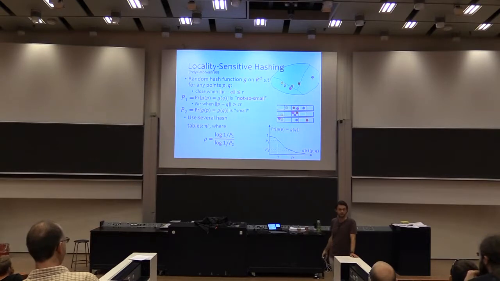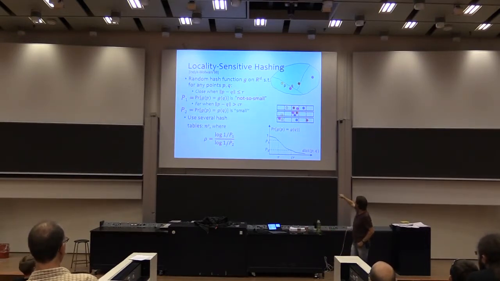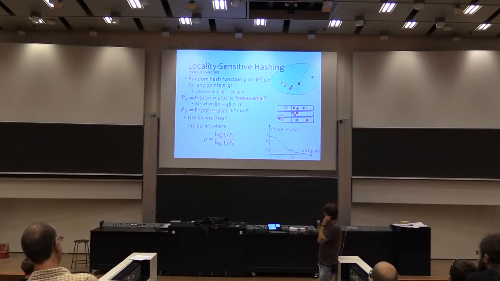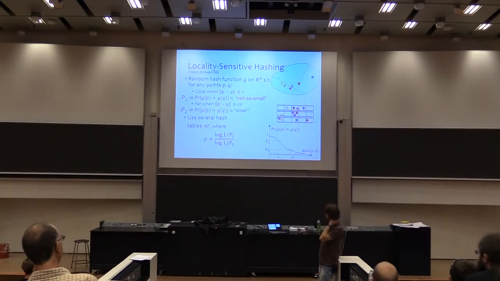But essentially the point here is that we'll use a number of hash functions. The number of hash functions is n to the power of some constant rho. Rho will be a function of the approximation, and it will essentially depend on the gap between these probabilities P1 and P2. So this is kind of a general scheme.